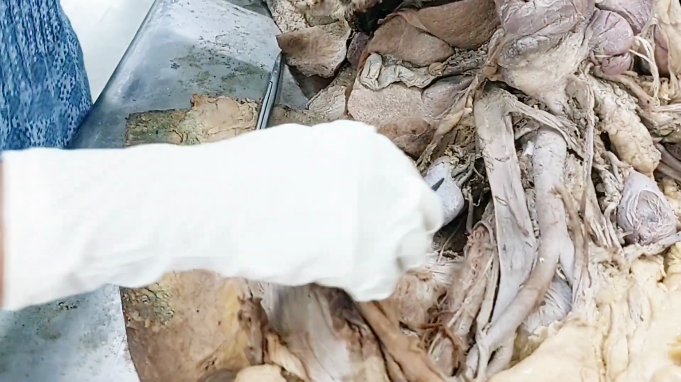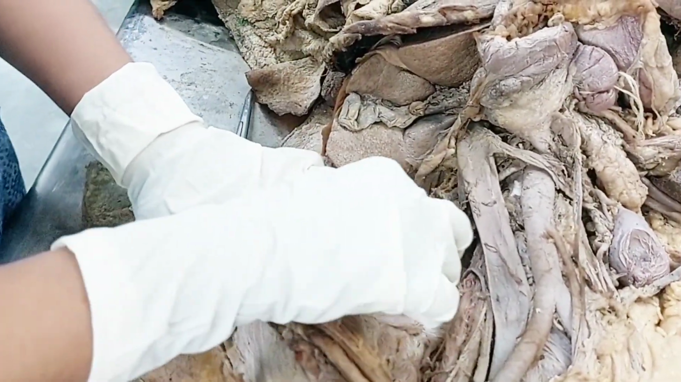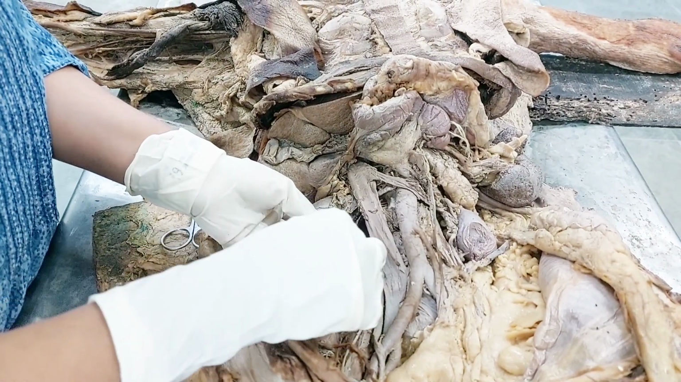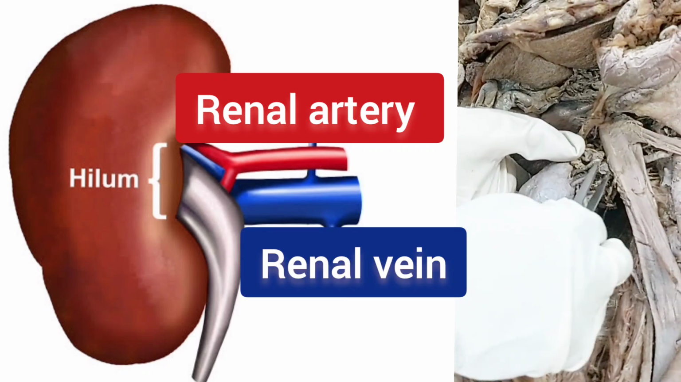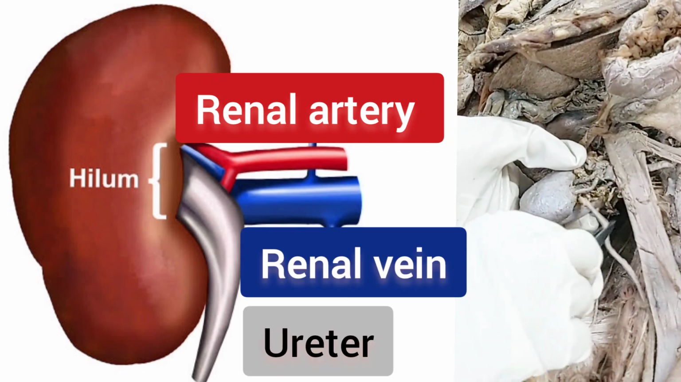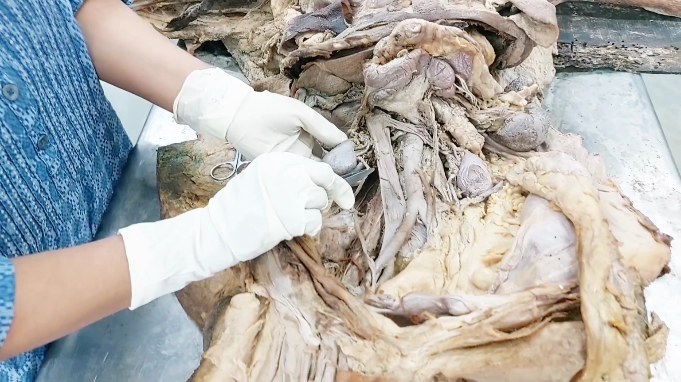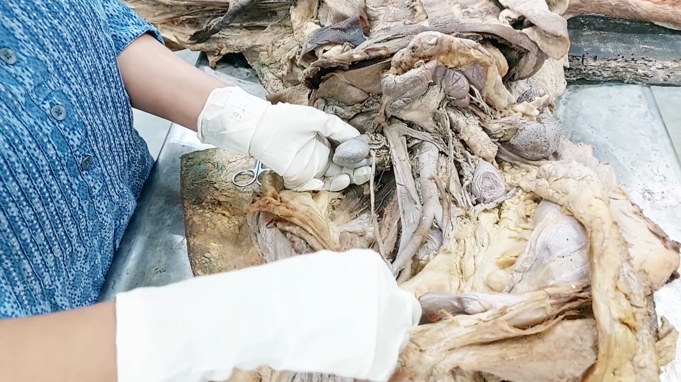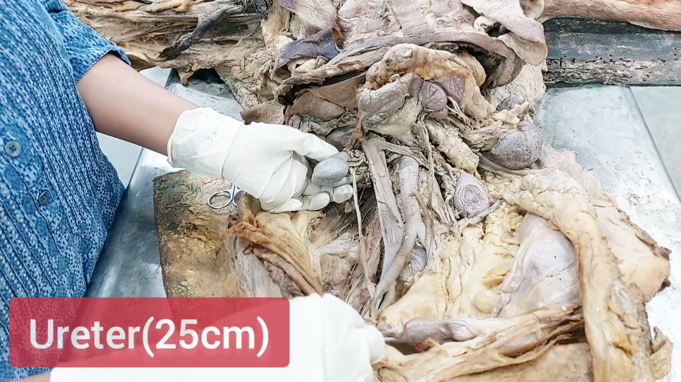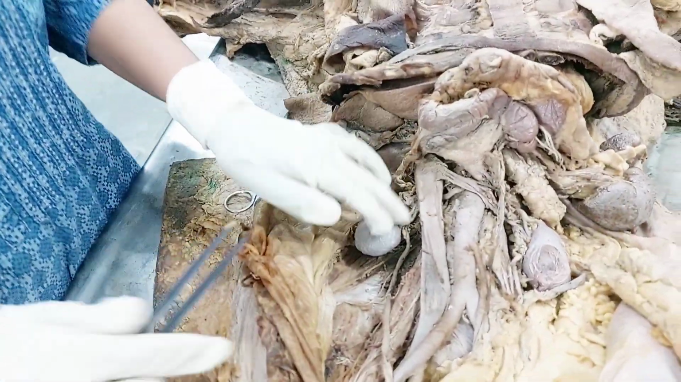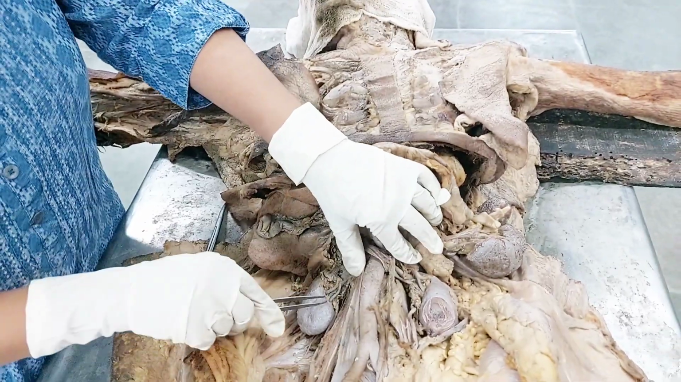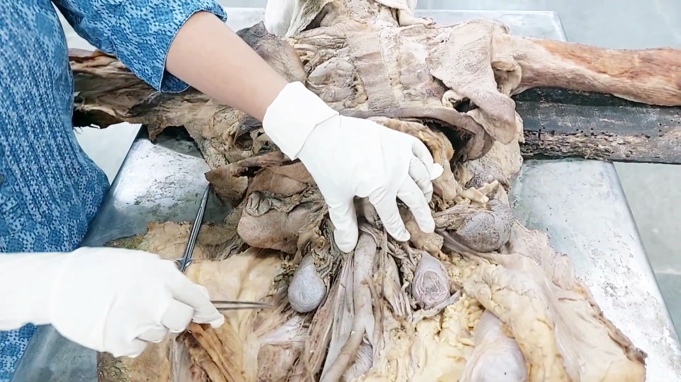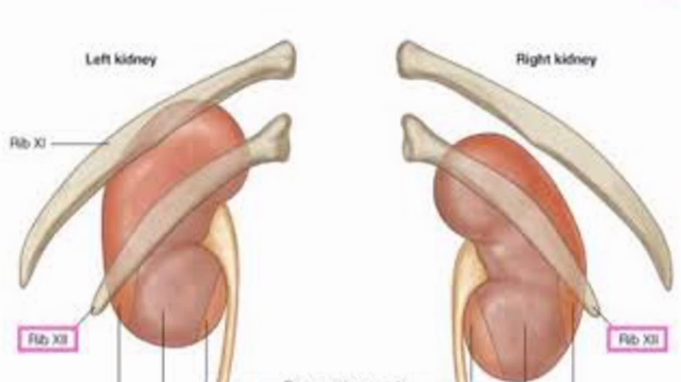And the kidney, you can see the hilum of the kidney. Can you show the hilum? Yeah, this is the hilum of the kidney, where you can see the renal artery, then renal vein and the ureter. This is the ureter. Yes, the ureter is coming downwards and enters into the urinary bladder. Total length of the ureter is about 25 centimeter. And the kidney lies on the posterior abdominal wall, behind which you will get the two ribs on the left side and one rib on the right side: 12th rib on the right and 11th and 12th rib on the left side.